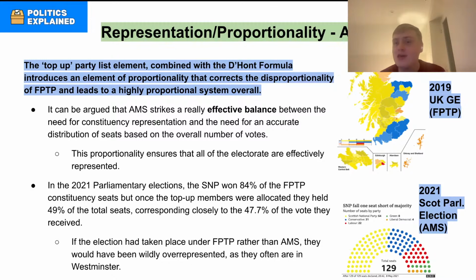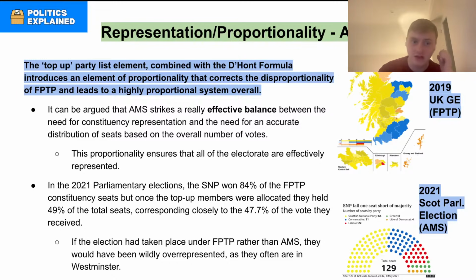So this is a key way you can argue that the additional member system is more effective than first past the post. And actually, you can make a really strong argument that it strikes a really effective balance between the need for constituency representation. It's still got that local representation. 73 of the 129 representatives in Scotland have a constituency and have that local representation. But it also used the top-up vote to correct the drawbacks of first past the post. And the proportionality ensures that all of the electorate are effectively represented. So it's got that proportionality combined with the local representation.